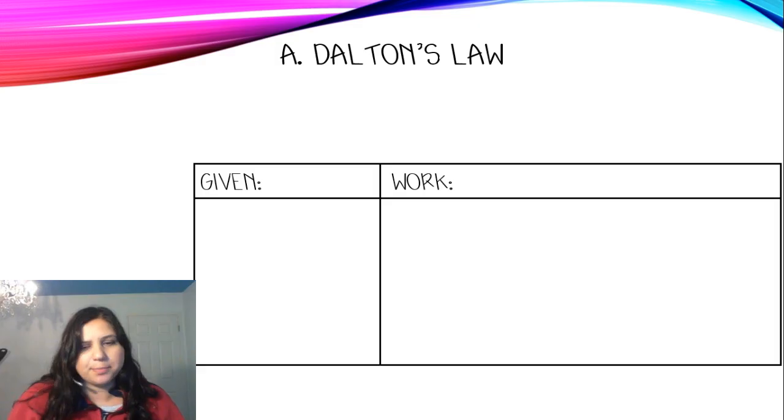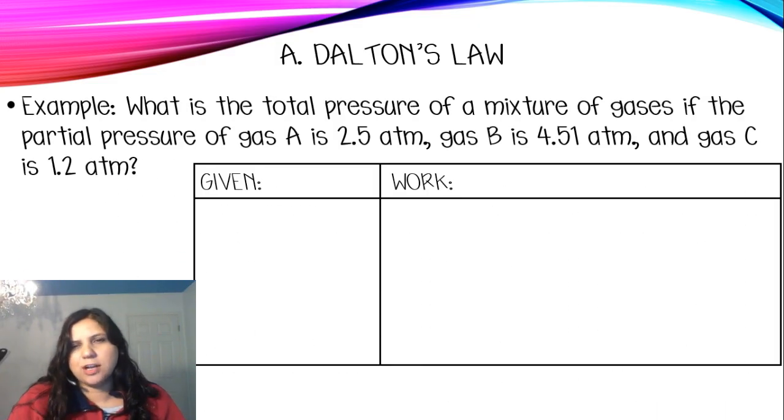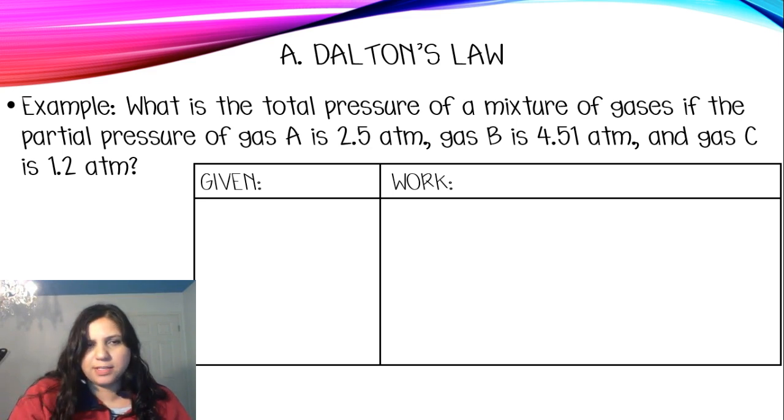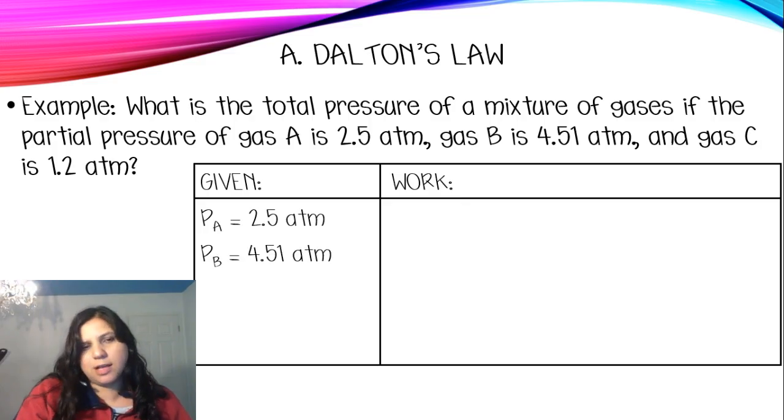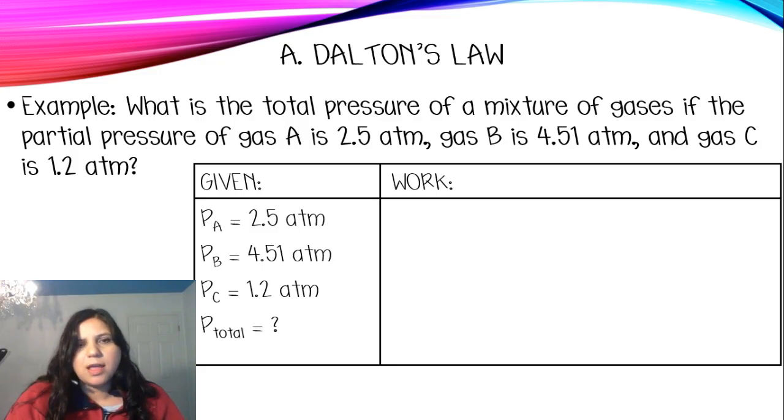So we're just going to try an example. Here we go. What is the total pressure of a mixture of gases, and it gives you a list of partial pressures for 3 different gases. We're calling them A, B, and C, but they could be CO2 and hydrogen and helium. They could be any 3 gases. So I'm just going to list my givens. A is 2.5, B is 4.51, C is 1.2, and it is the total that I'm not sure about.